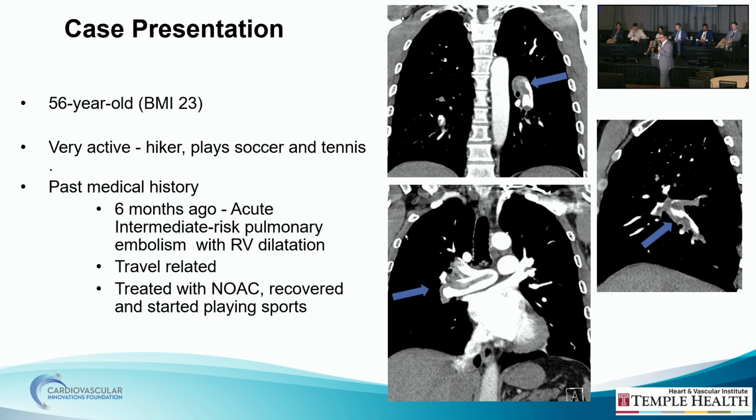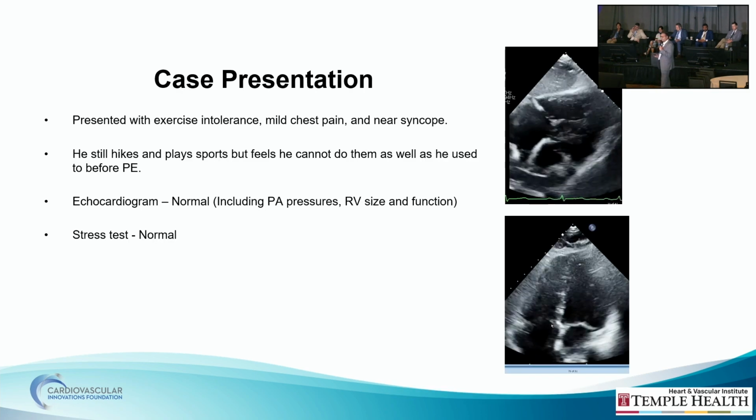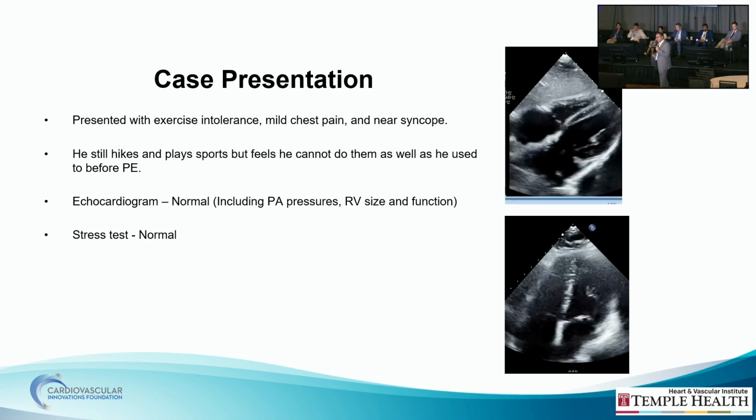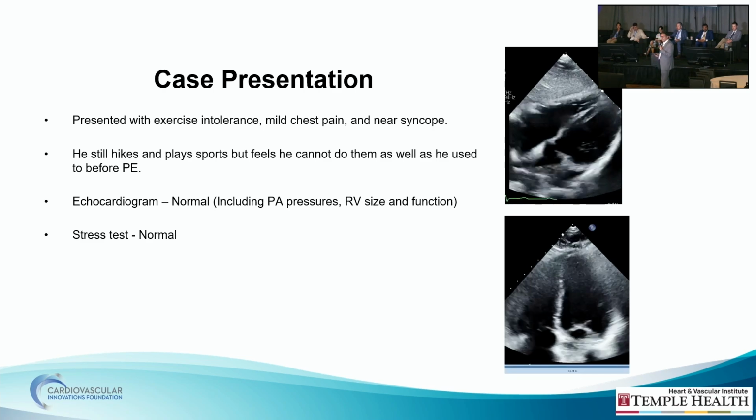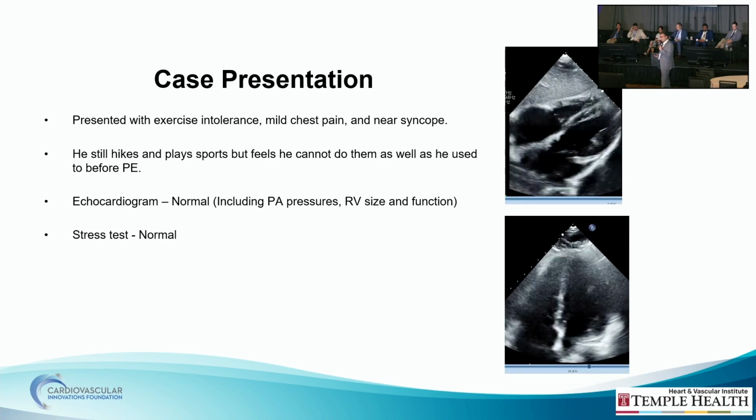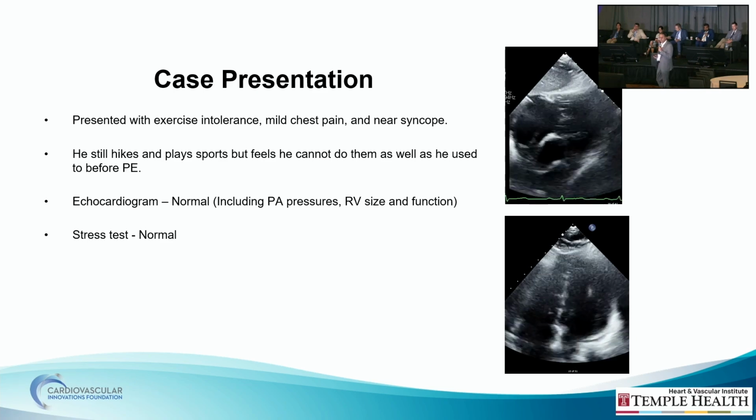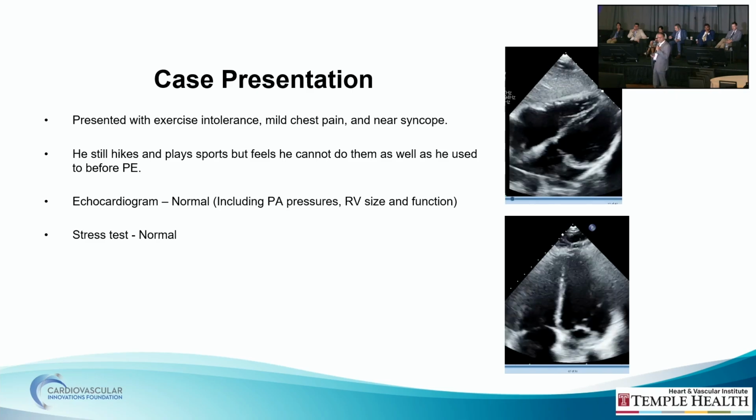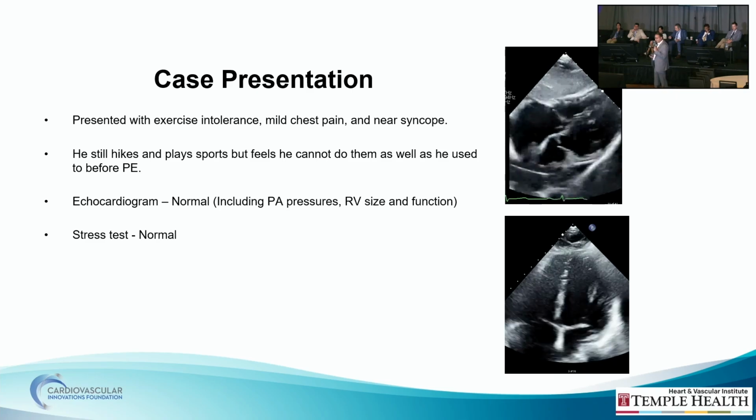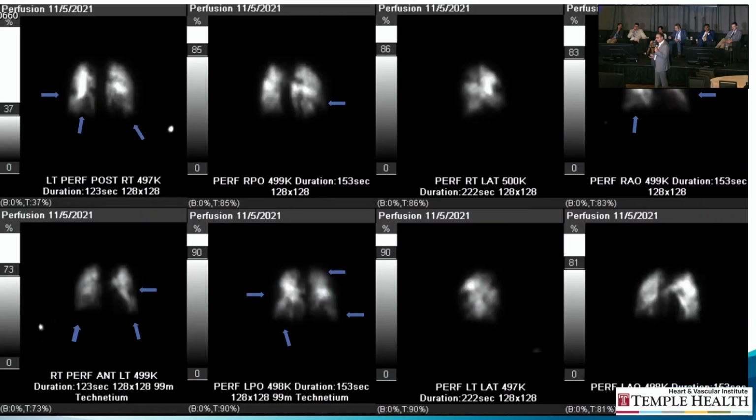And when he started playing his sports again, he noticed that he wasn't feeling as well as he did before. He also had some mild chest pain and felt a little dizzy. So his cardiologist ordered an echo and a stress test. Both of them were normal. His PA pressures were normal, his RV size and function were normal, as you can see on the echo there.